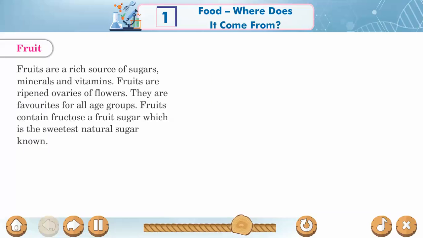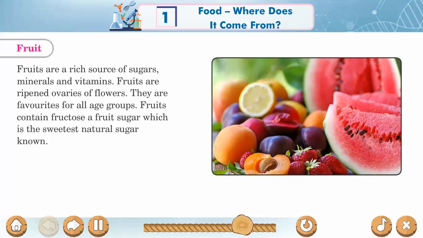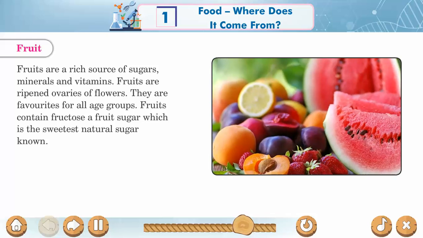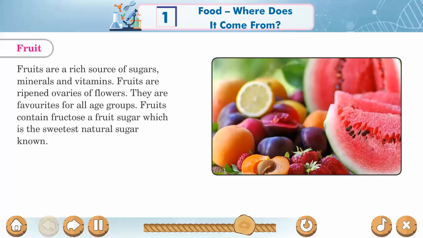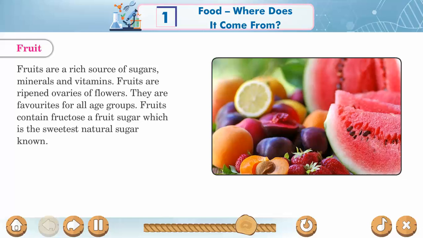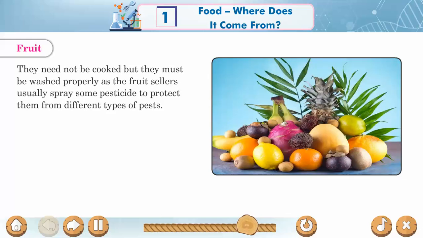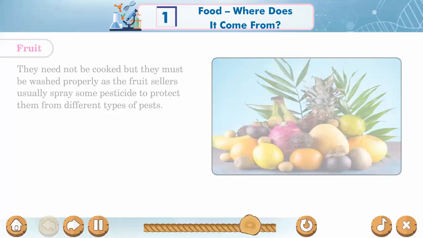Fruit. Fruits are a rich source of sugars, minerals and vitamins. Fruits are ripened ovaries of flowers. They are favorites for all age groups. Fruits contain fructose, a fruit sugar which is the sweetest natural sugar known. They need not be cooked, but they must be washed properly, as the fruit sellers usually spray some pesticide to protect them from different types of pests.